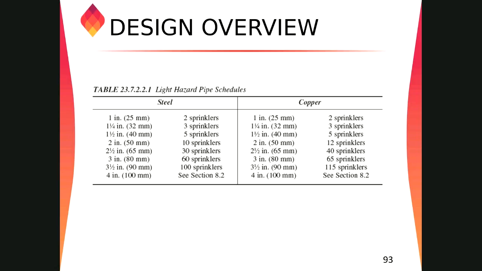And we have different values, right? Because copper is different than steel. In copper, we have less friction loss because the roughness of the copper inside the pipe will be better compared to the steel material. You can use that one.